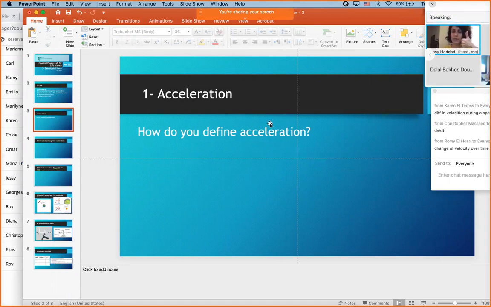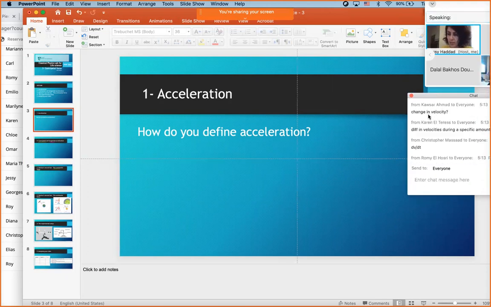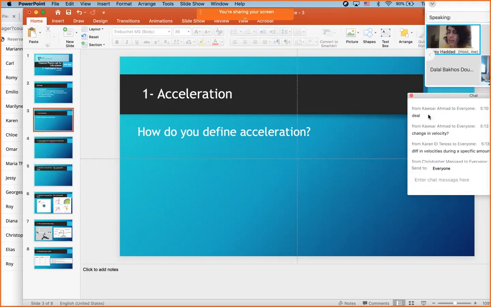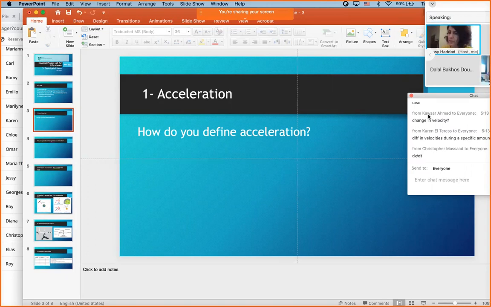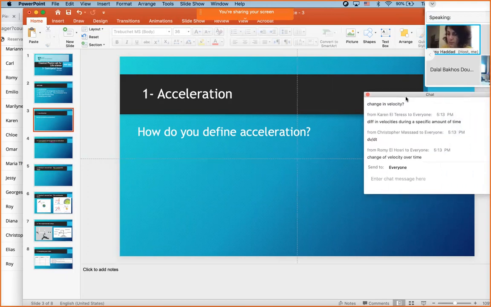All right. Speed up every second. So you're saying if the cart is not speeding up, there's no acceleration. No, it can be negative. It's how much the velocity is changing every second. This sounds so much better. Kausar is saying change in velocity. I like this. However, Kausar, be careful because change in velocity is in meter per second and the acceleration is meter per second squared. Karan is saying difference in velocities during a specific amount of time.